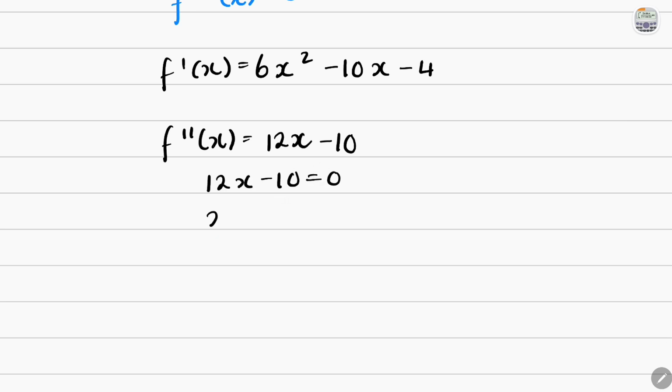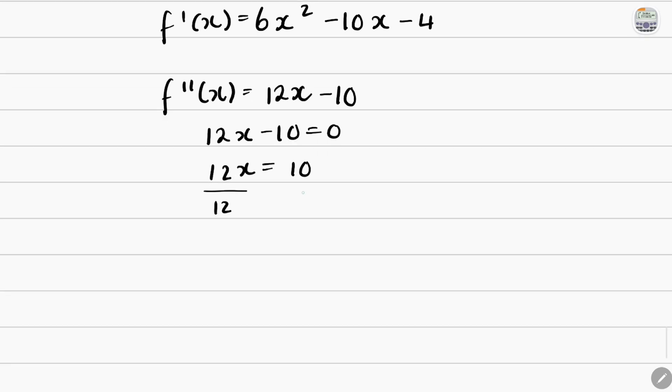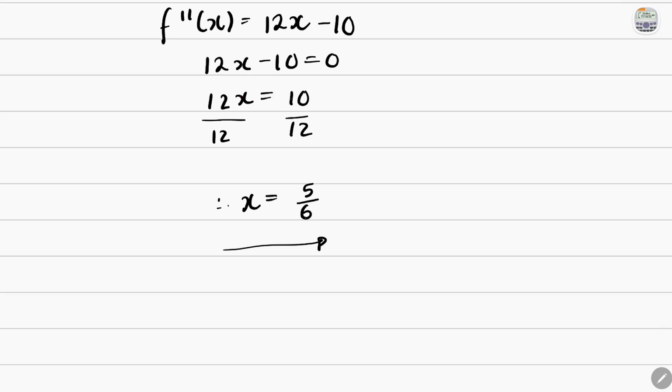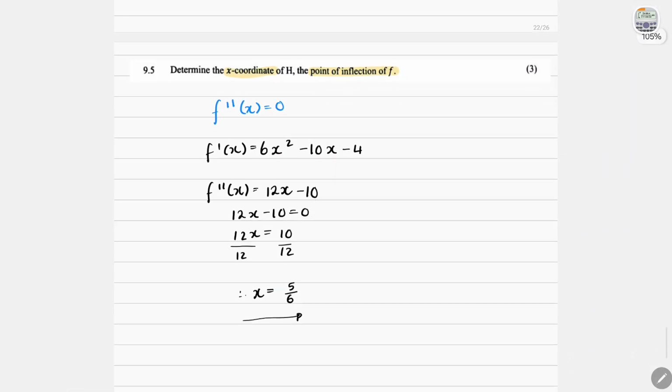And then we're going to set the second derivative equal to 0. So we can transpose 10 here. So we have 12x is equal to positive 10, and then divide both sides of the equation by 12. Therefore, x equals 10 and 12 have 2 in common. So 10 divided by 2 is 5, and we have over 6. So 5 over 6 is our answer. And that is the x value of the point of inflection. Moving on to the next question.